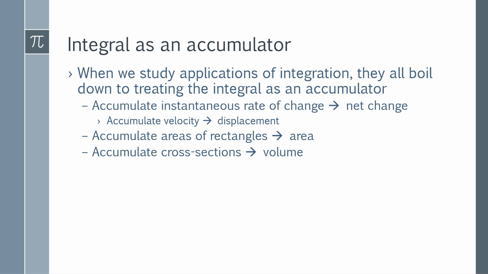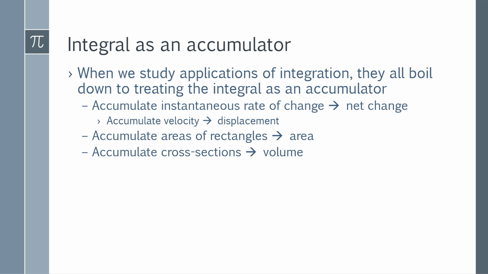An example of this is if I accumulate instantaneous velocities, I can get displacement. If I accumulate speed, I can get distance. If I accumulate jerk, I get acceleration. If I accumulate acceleration, I get velocity.